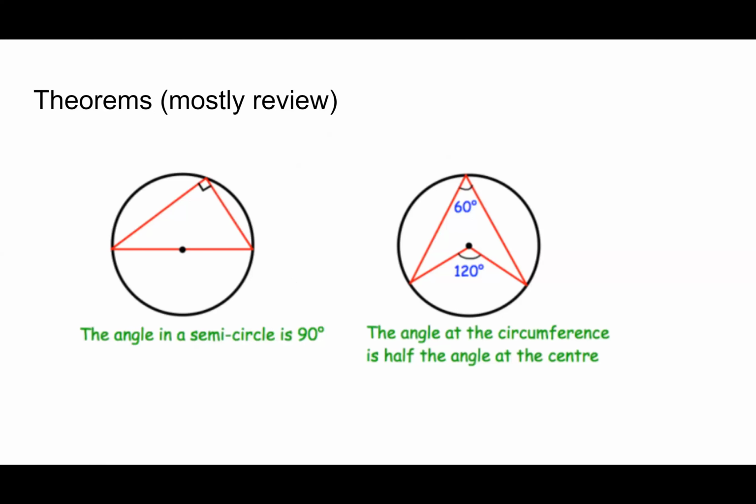Just take a second to read this. So the angle in a semicircle is always 90 degrees, and the angle at the circumference is half the angle at the center. So this is what we covered last week.